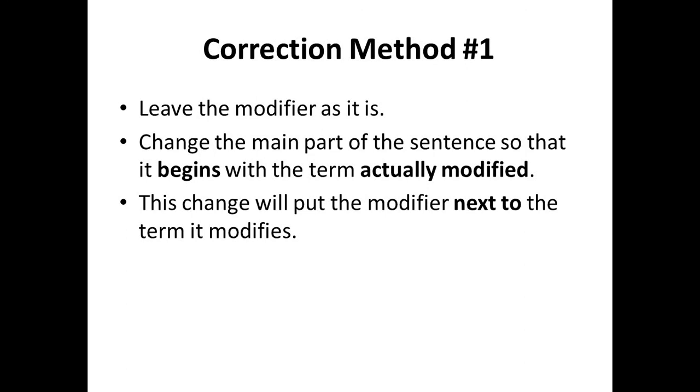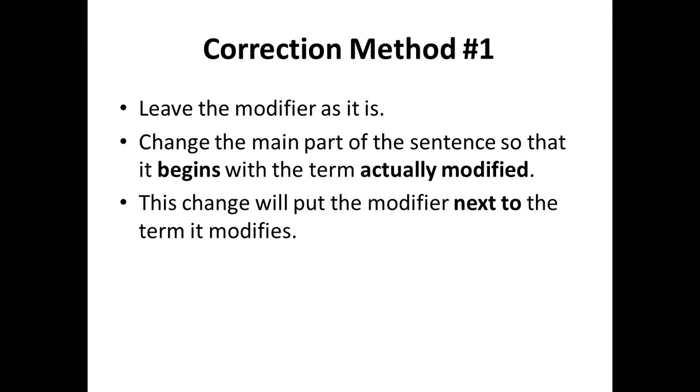I was just discussing how to fix a dangling modifier. There are two simple ways to fix a dangling modifier. Method number one, as I discussed earlier: leave the modifier as it is. Change the main part of the sentence so that it begins with the term actually modified. This change will put the modifier next to the term it modifies. So you can revise the main clause.